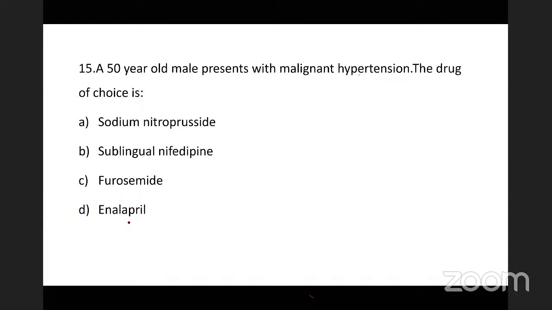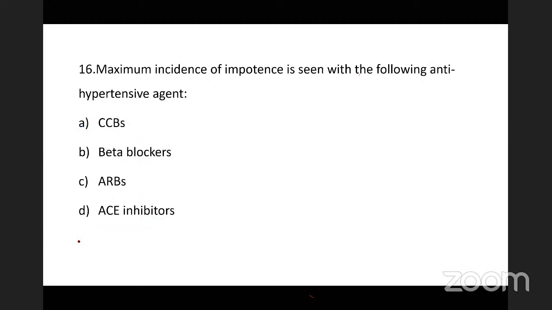In a 50-year-old patient with malignant hypertension, the drug of choice is always sodium nitroprusside, not enalapril. We have to give enalaprilat, not enalapril. Maximum incidence of impotence is seen with which of the following antihypertensive drugs? Remember the antihypertensive drugs known to cause sexual dysfunction in males.